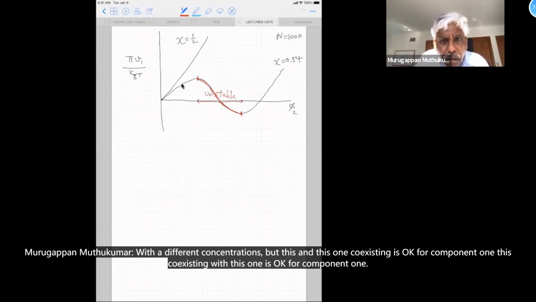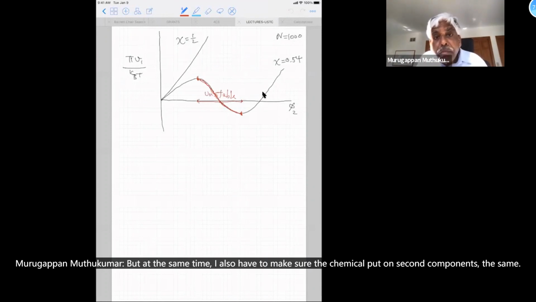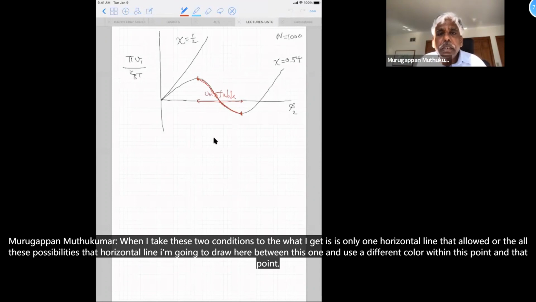This coexisting with this one is okay for component 1. But at the same time, I also have to make sure the chemical potential of the second component is the same. When I take these two conditions together, there's only one horizontal line that is allowed out of all these possibilities. That horizontal line I'm going to draw here.